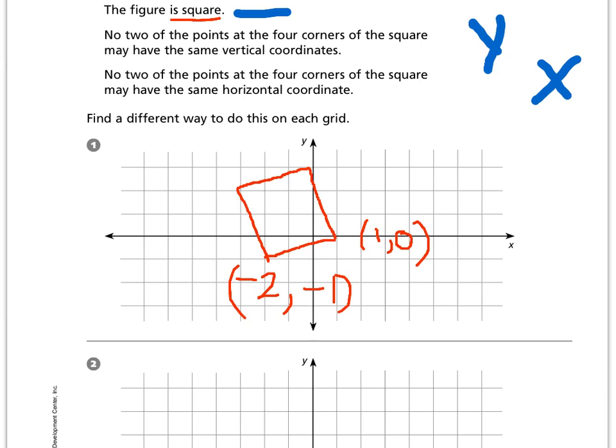For the one to the left, I went over 1, 2, 3, so -3, comma, up 2, +2. And for the top one, I am on the origin, so I didn't go over any, so 0, and I went up 1, 2, 3, +3. You can see that none of my y's or my x's have the same number.